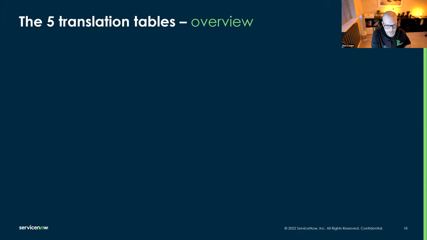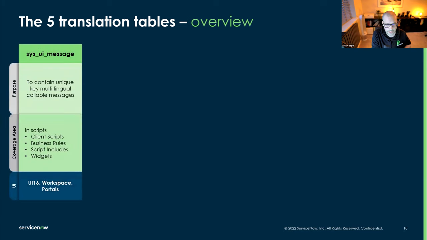So if we go to the next bit, the first table that we need to think about is the SysUI message table. So this is typically for scripted messages, okay? So think of alerts, think of add info messages, think of confirms, think of portal widget titles. Every time that you need to do an add info message, add error message, et cetera, all those different things, you're putting text in script, this is where you should be putting the actual entry, okay?